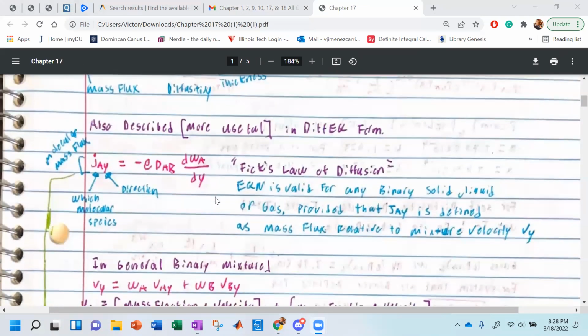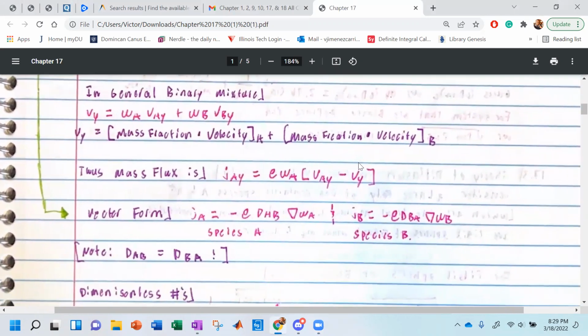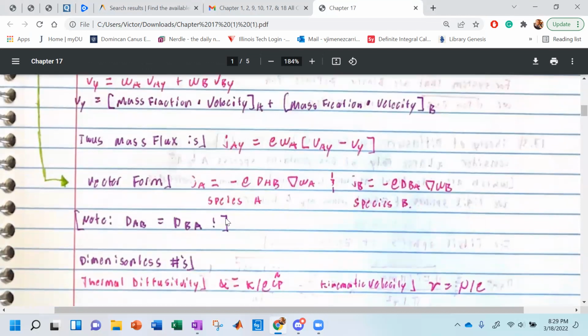We more usefully describe Fick's law in a differential form, where j_Ay is the mass flux, where A is the species, y is obviously the direction, equal to minus rho D_AB times the derivative of the mass fraction. In a very general binary mixture, you can calculate the velocity in said direction using the mass fraction multiplied by the velocity of that component, added with the other one, the same exact way. Thus, you can simplify mass flux as j equals rho w multiplied by the velocity of the component. There's also a vector form of this.